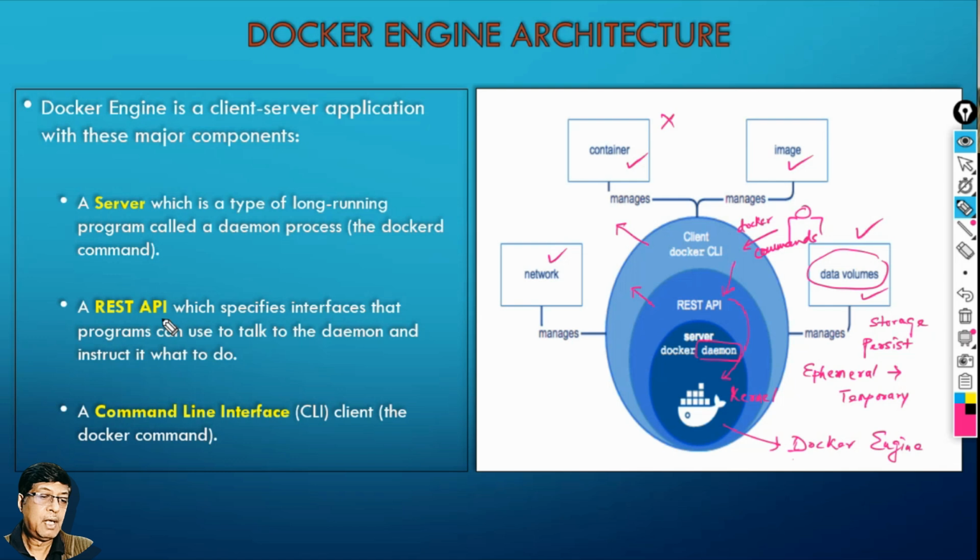These are the three components: the server, which is the Docker daemon, the REST API, and the command line interface, CLI. Any question?